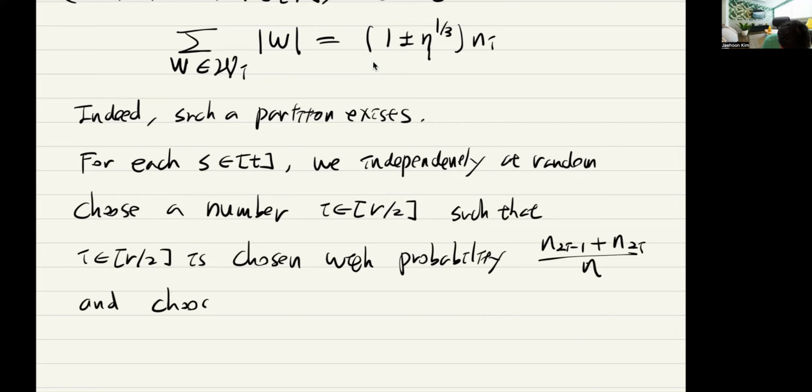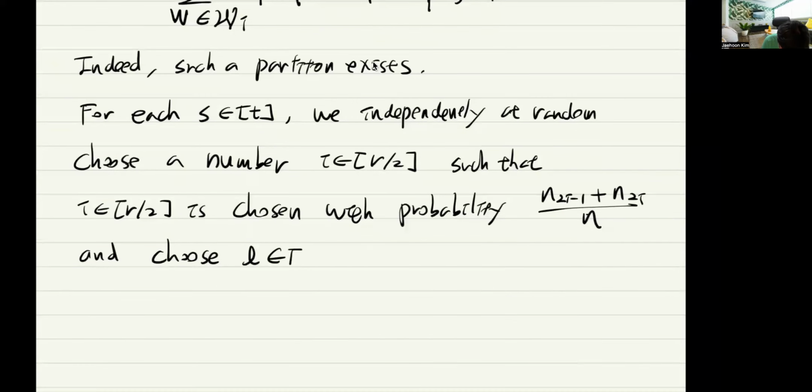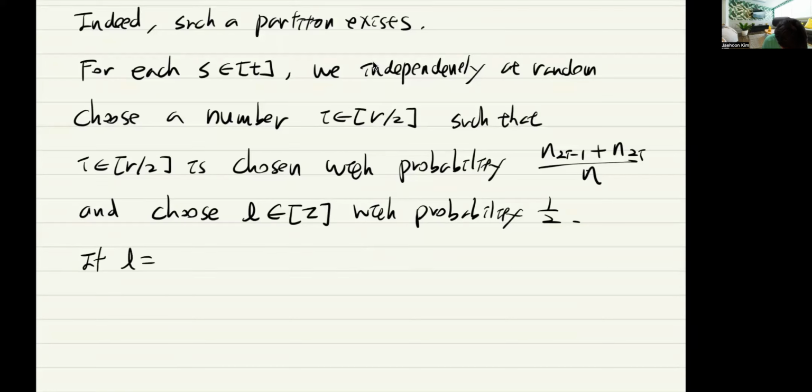And we choose L, which is either 1 or 2 with probability half. So this is a random event where each i is chosen with this probability, and you add up all the probabilities from 1 to r over 2, and they sum up to 1. So this is a proper random experiment.